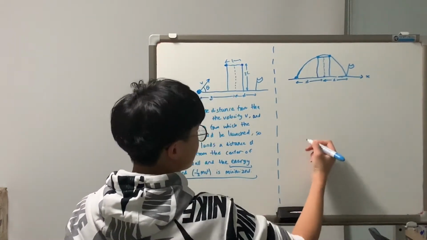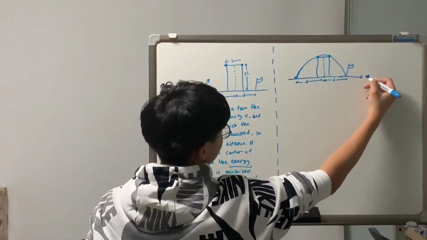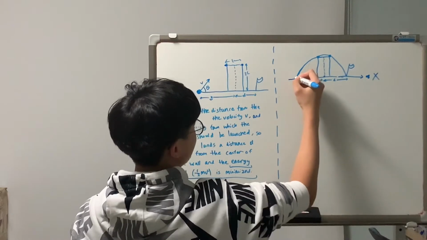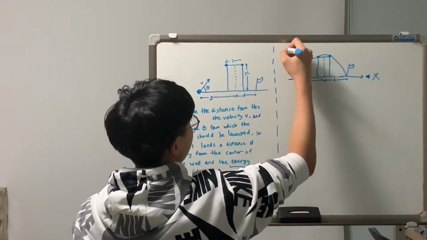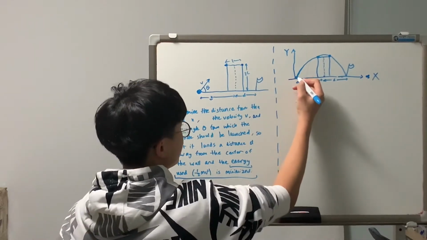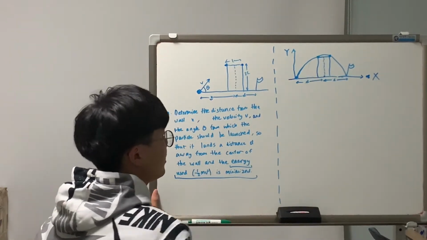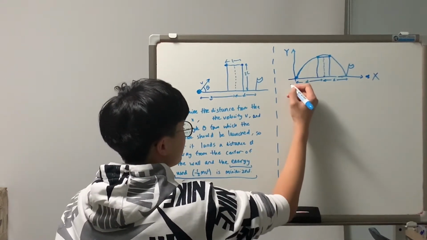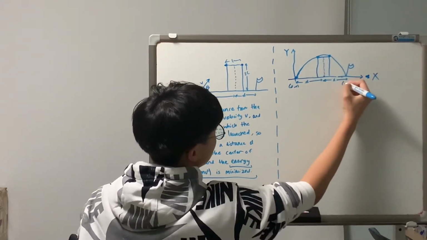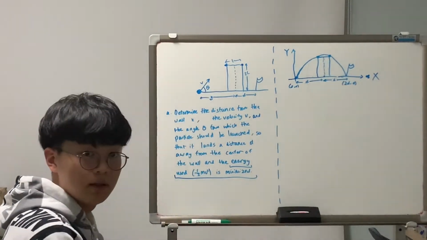So we set this as the x-axis, a different x, just the x-axis. I'm going to call that big X, and call this the y-axis, big Y. And then you could see that this is just a parabola with x-intercepts at (0, 0) and here (2d, 0), because the distance here is 2d.